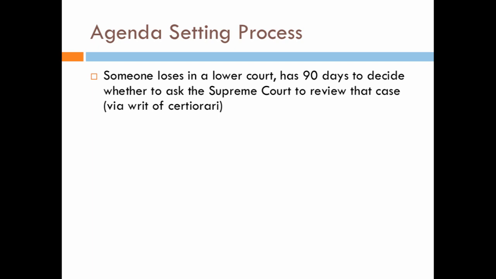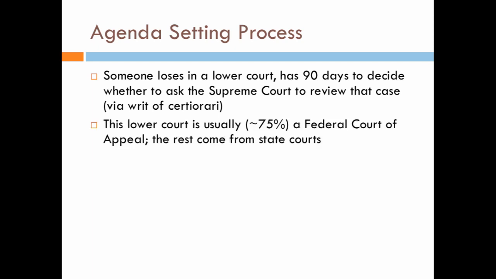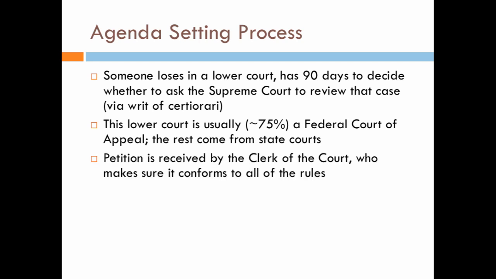They have 90 days to decide whether to ask the Supreme Court to review a case via the writ of certiorari. This lower court is usually, about 75% of the time, a federal court of appeals. The rest come from state courts. If a party decides to file an appeal, then the petition is received at the Supreme Court by the clerk of the Supreme Court.